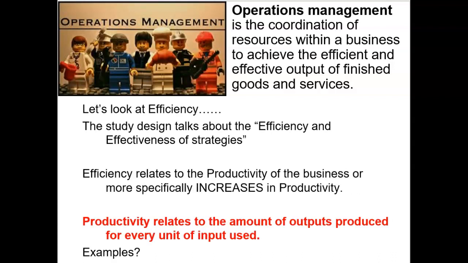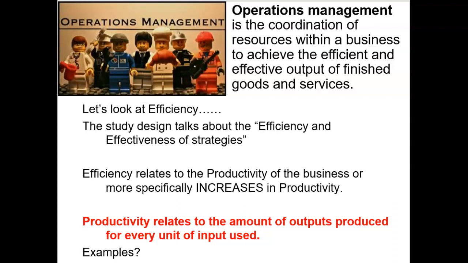And finally, we look at efficiency. It's the final one. It appears in all of the strategies, efficiency and effectiveness. So efficiency relates to the productivity of the business. So what productivity, or more importantly, increases in productivity, so changes in productivity for the better. Productivity relates to the amount of outputs that we produce for every unit of input used. So what we want to see is increases in the amount of output for the same amount of input. That would be an increase in the overall productivity of a business.